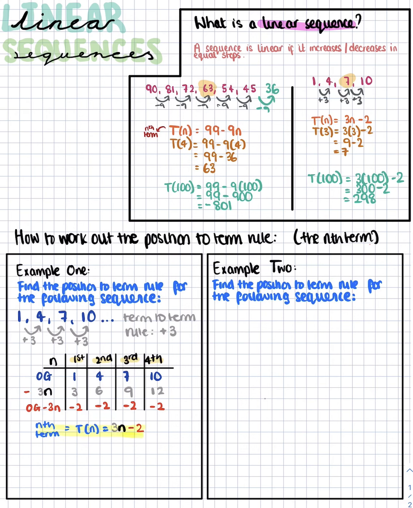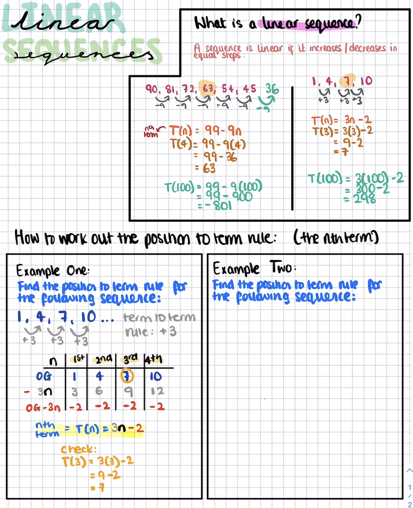And just to check if this works, what happens when I want to work out my third term? So t(3). I'm going to replace that n with 3. So I've got 3 times 3 is 9, minus 2 is 7. And if I look back at my original sequence, my third term was 7. So this nth term is definitely correct. Let's have a look at a second example.